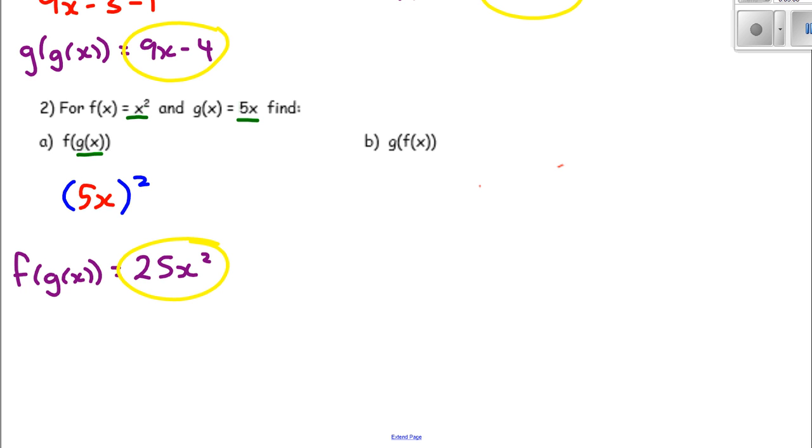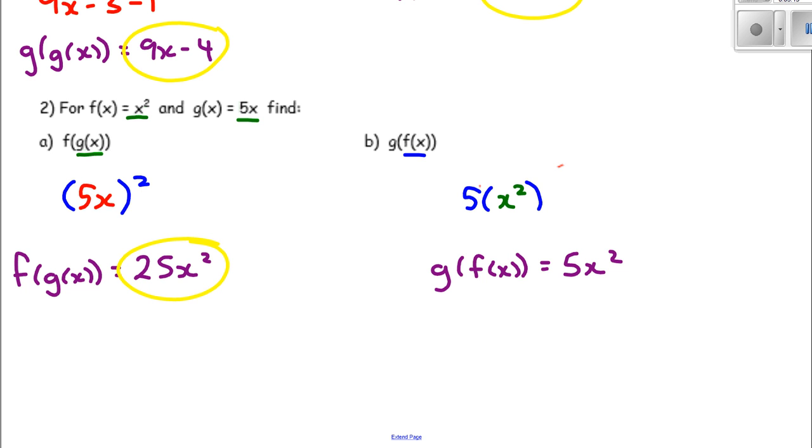Nice. And then g of f of x means we're going to sub f of x into g of x. G of x is 5x, so 5, open up the bracket, and then we've got to sub in x squared. There's nothing outside of the 5x. So 5x, and then we've replaced the x with what f of x is, which is x squared. And of course 5 times x squared is just 5x squared. So g of f of x equals 5x squared.